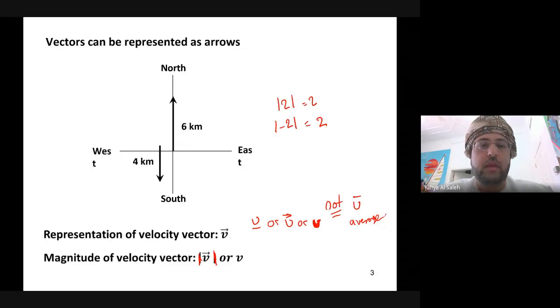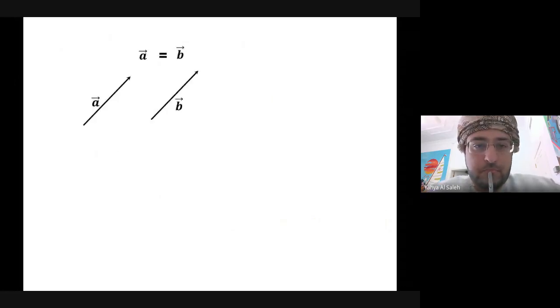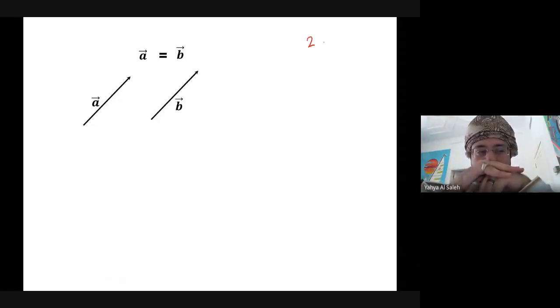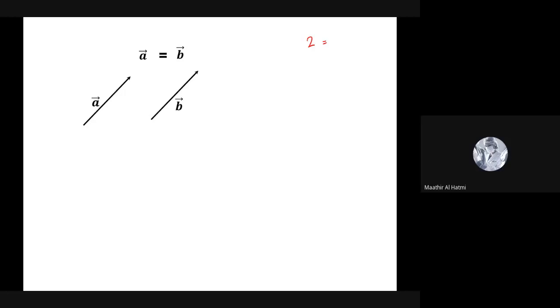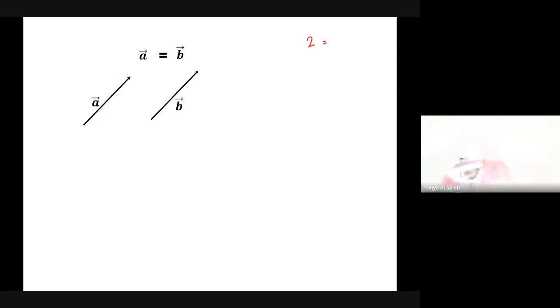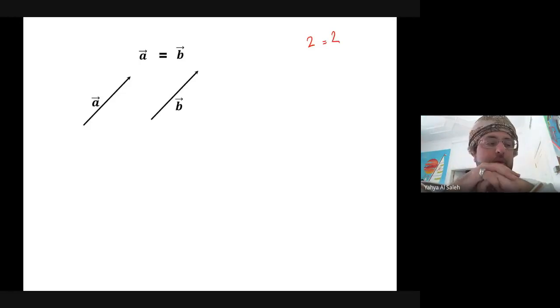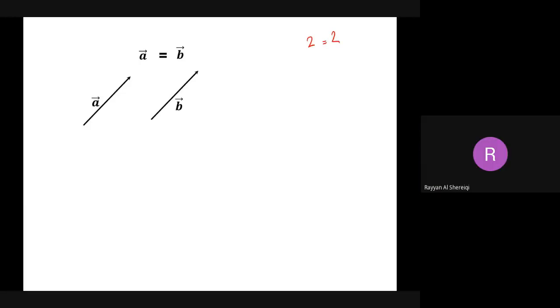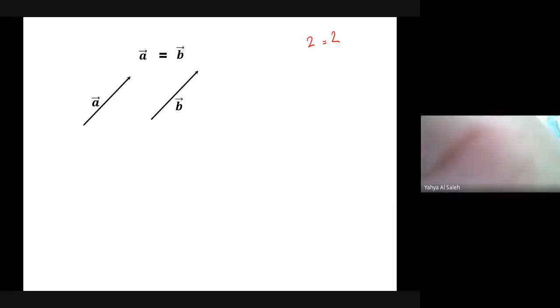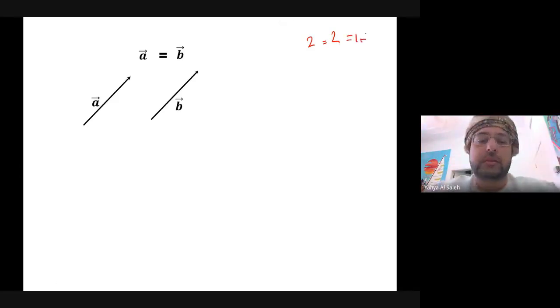Here's a question. What is equal to 2? 2. Okay. So number equals number. Nice. Simple. 1 plus 1. Okay. So again, number plus number, right? Okay. What about vectors? When do we say two vectors are equal?